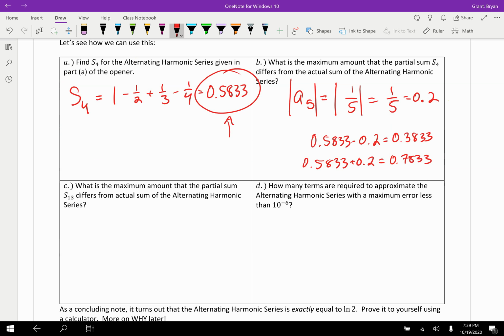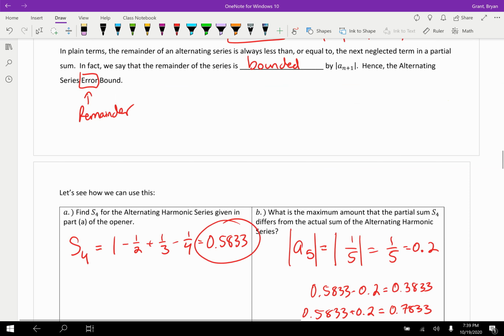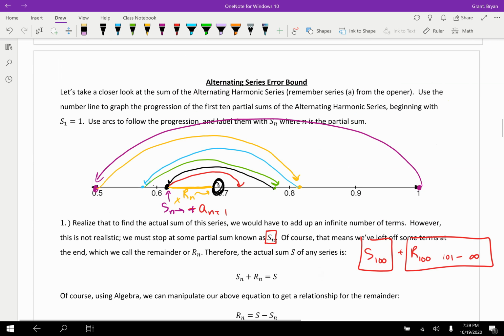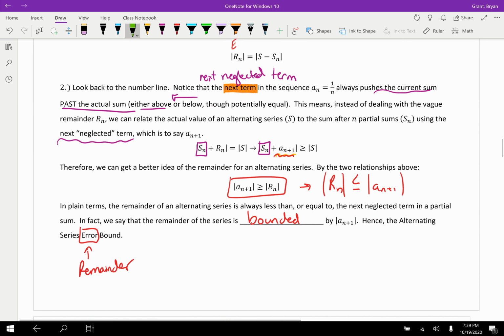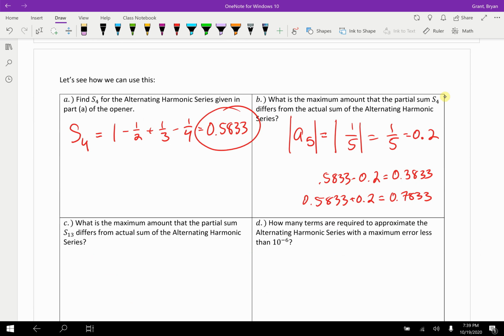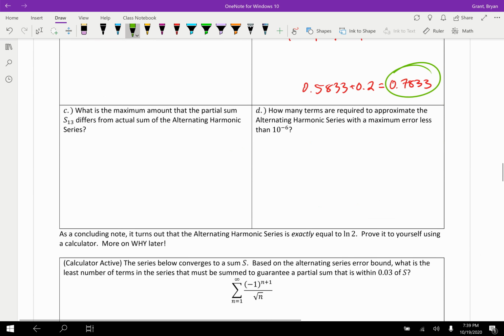Because that's within 0.2 of this above and below. Because we have my beautiful drawing up here, we know that this is 0.5833 and the next term is this green one, and it brought us over here. That brought us above. So I can actually even narrow it further if I wanted. I could really say that the actual sum is between 0.5833 and 0.7833, just because of that 0.2, the next neglected term. All right, what about part C?